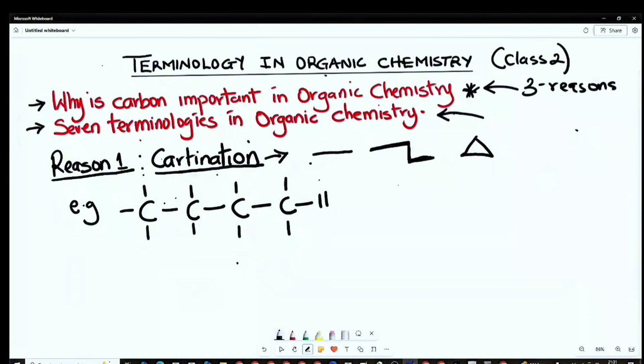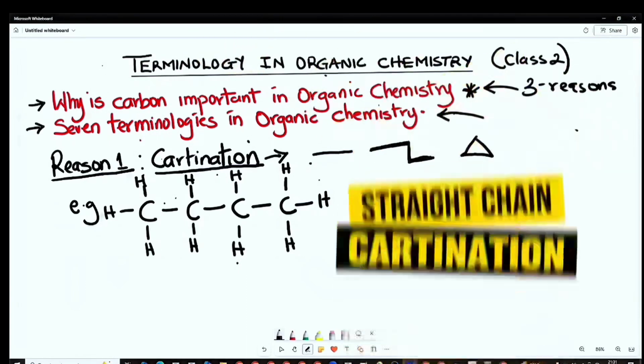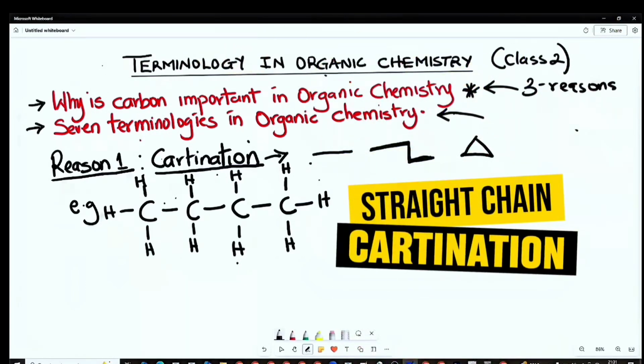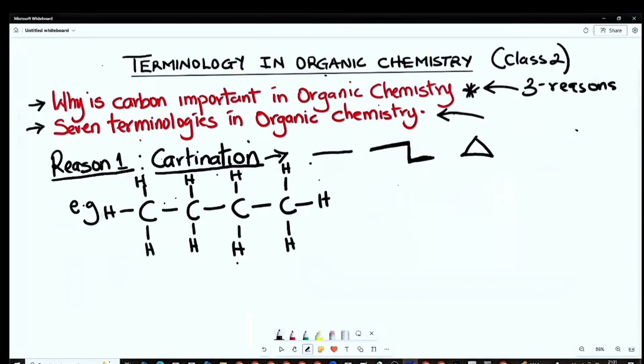So look at the hydrogen here, and hydrogen here, and hydrogen here. You have a hydrogen here, right? You can see that this chain is a straight chain because the chain is just long. So this ability is called catenation, straight chain catenation. Also, carbon has the ability to form branched chain. So let's call this one the straight chain.